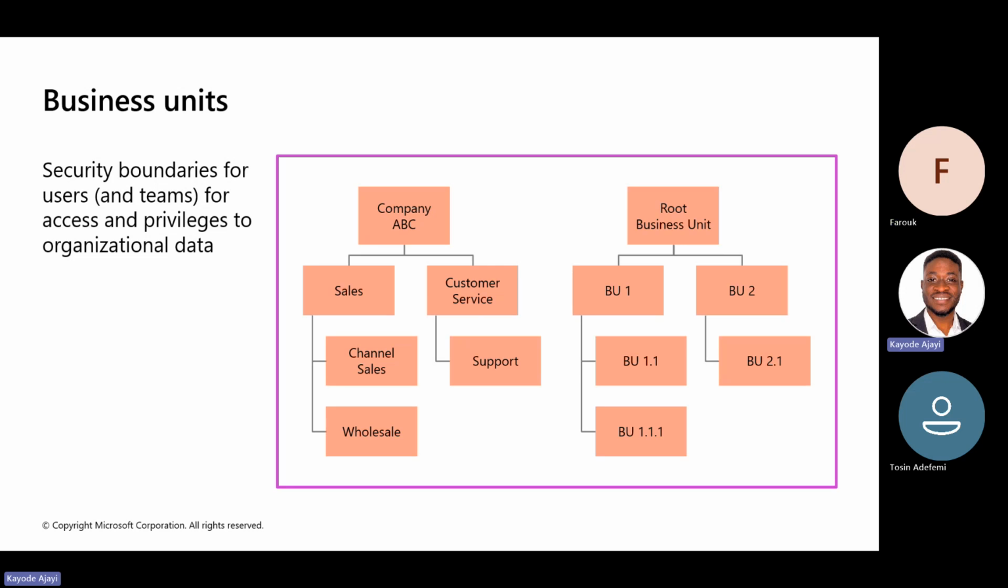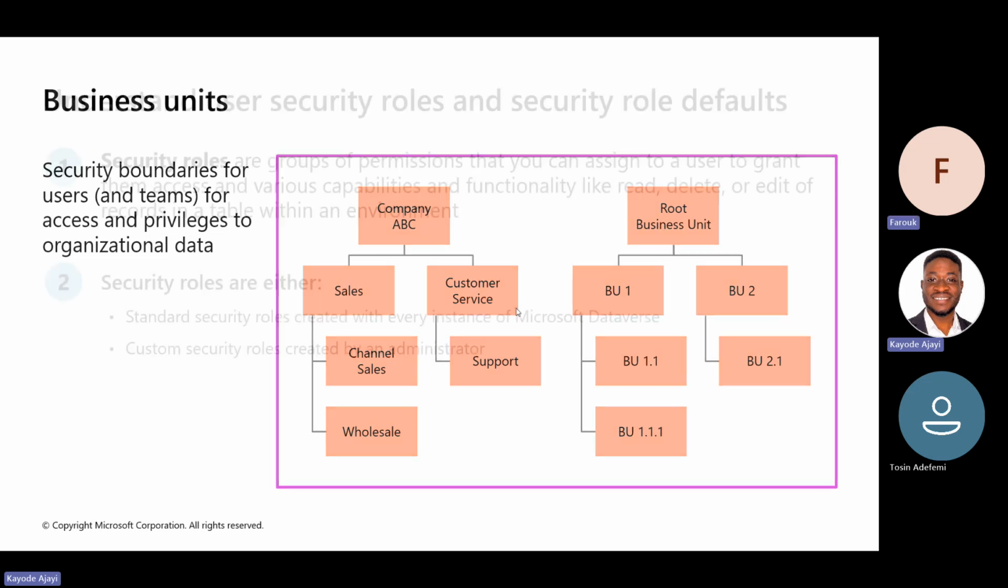So in that case, what we are going to do is set the access level to business unit, right? That's going to provide that separation. So it allows you to set up security boundaries for users and teams to access and privileges to organization data. So they could be using the same tables, but they get to see different data based on your setup.